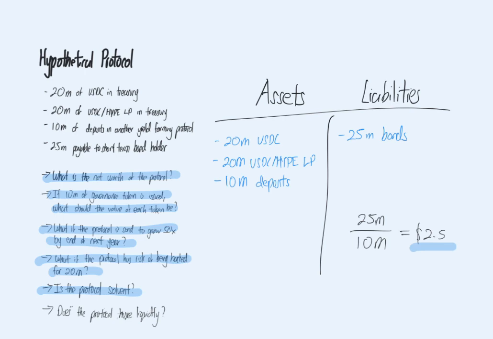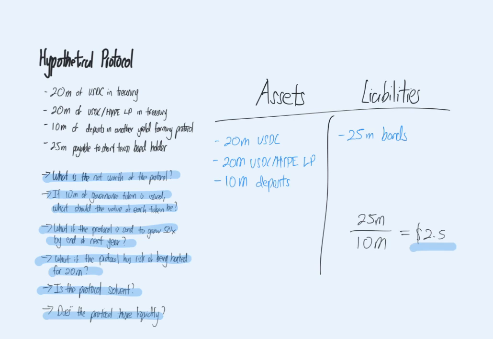Now, if we look at the other constraint on whether the protocol has liquidity, we can see that it has $25 million of bonds, but yet we don't know if these bonds are payable in USDC or if the users accept other assets. So in the event that the users do not accept other assets and only want USDC as payments, you can see that the protocol only has $20 million worth of USDC at this point in time. That means it is unable to make its payments obligation.